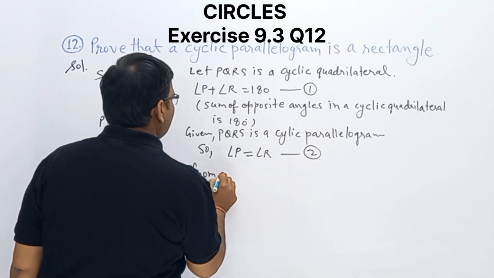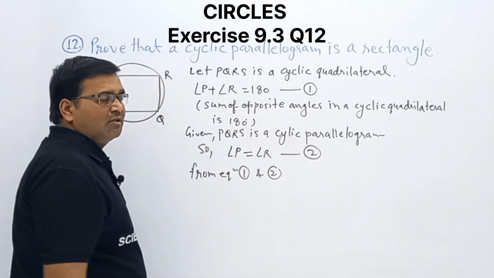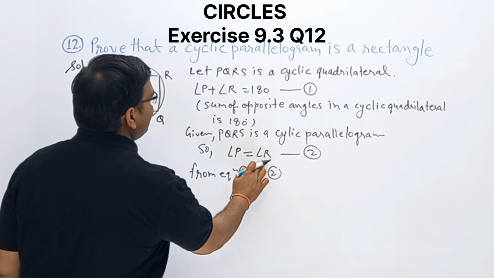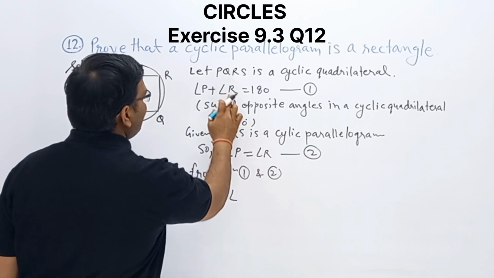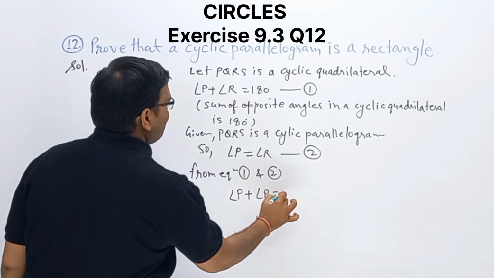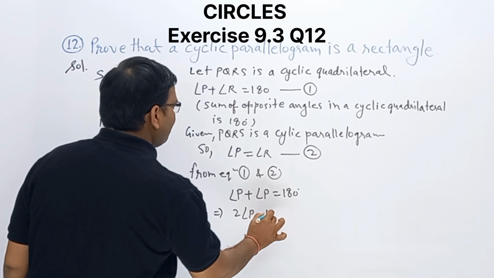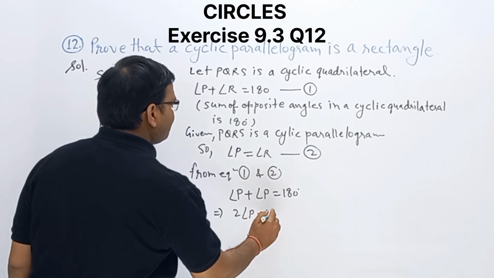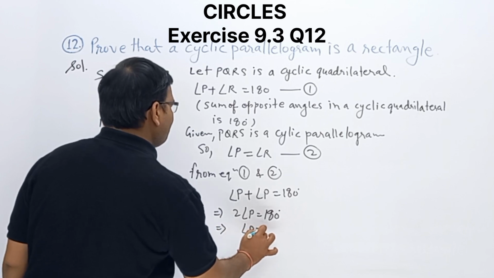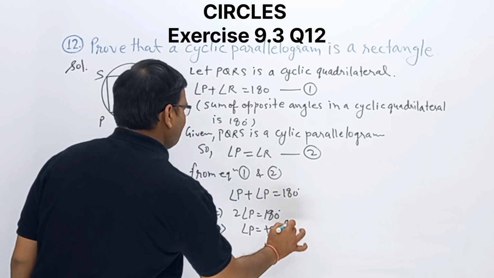From equations 1 and 2, once we observe both equations, we can put angle P equal to angle R, or at the place of angle R we can put angle P. So angle P plus angle P equals 180 degrees. Solving this, 2 times angle P equals 180 degrees. Then angle P equals 180 divided by 2, which is 90 degrees.